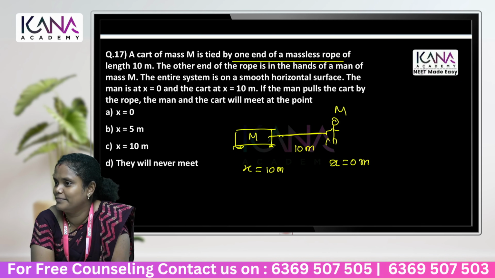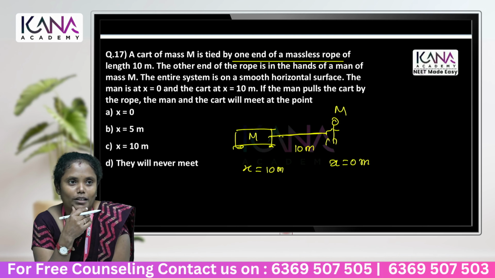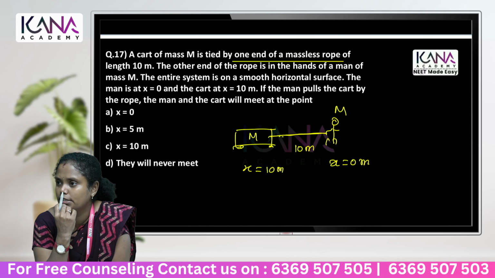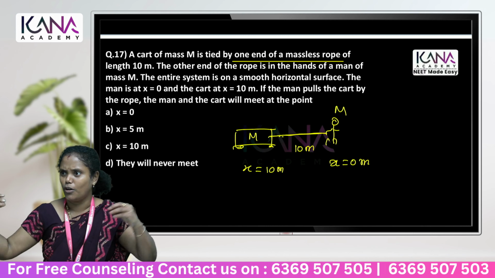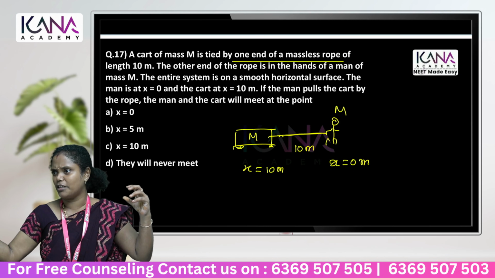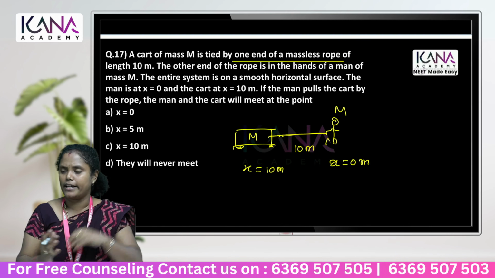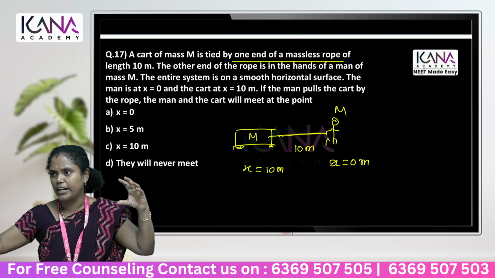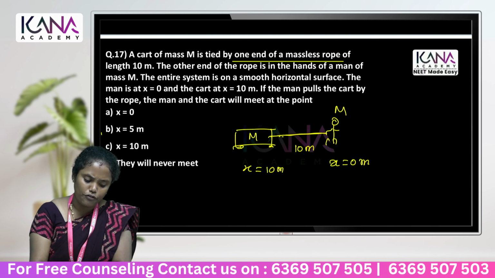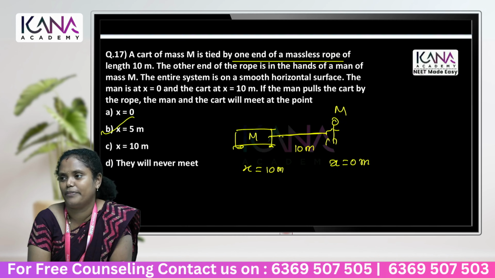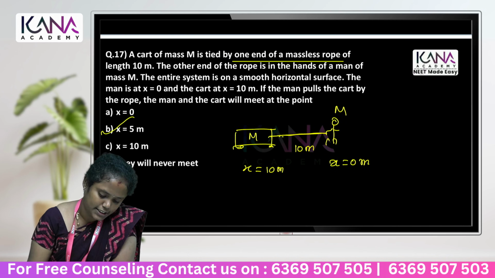Good. I got the answer from our online students. Equal mass எங்க கரெக்டா மீட் பண்ணுவாங்க? வித் மீடியன் மிடில் தான் மீட் பண்ணுவாங்க. x is equal to 0 and x is equal to 10 அப்படிங்கும்போது x is equal to 5 மீட்டர்ல தான் மீட் பண்ணுவாங்க. Yes, good.